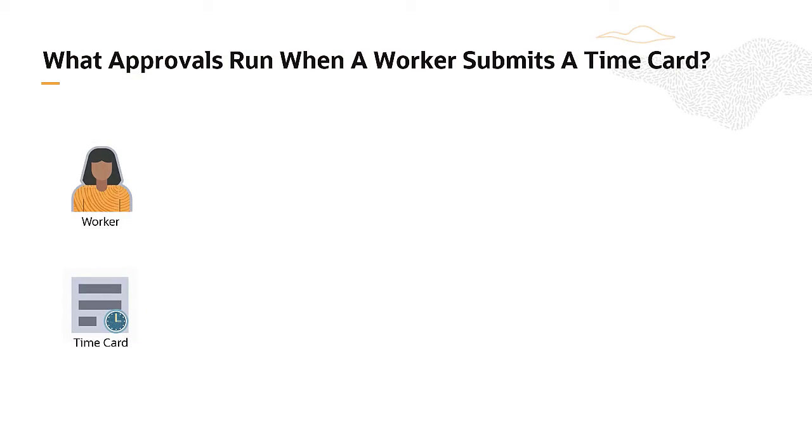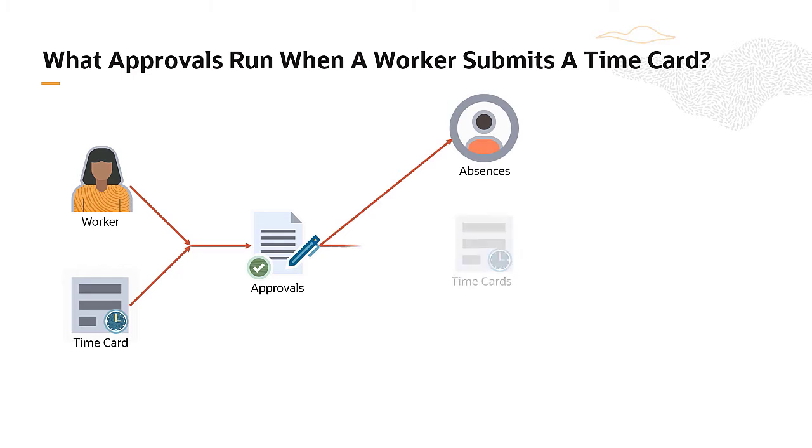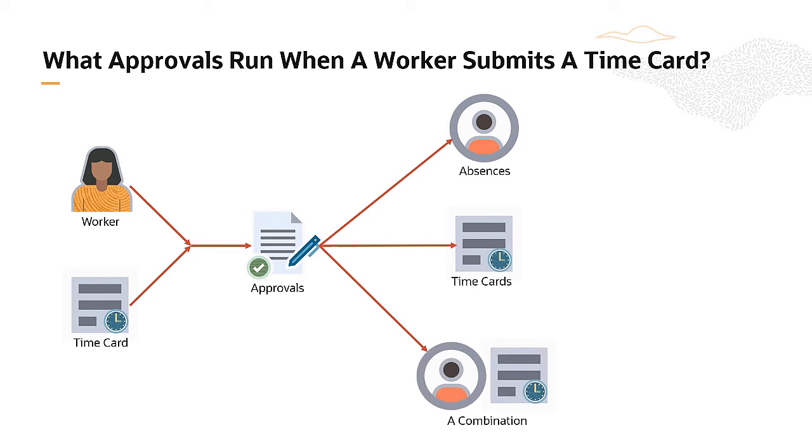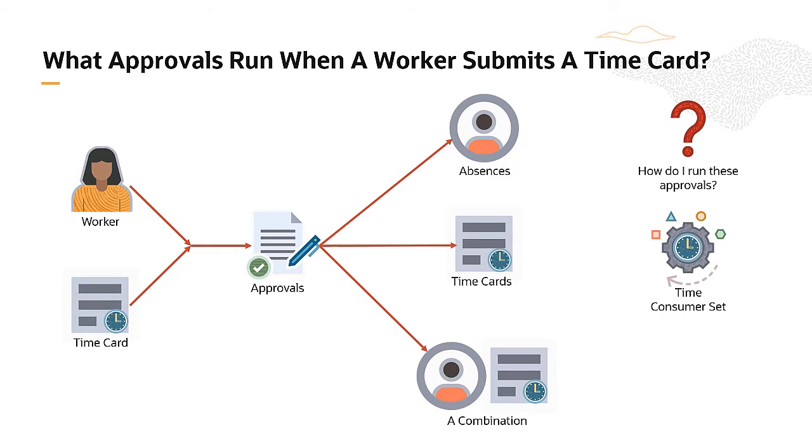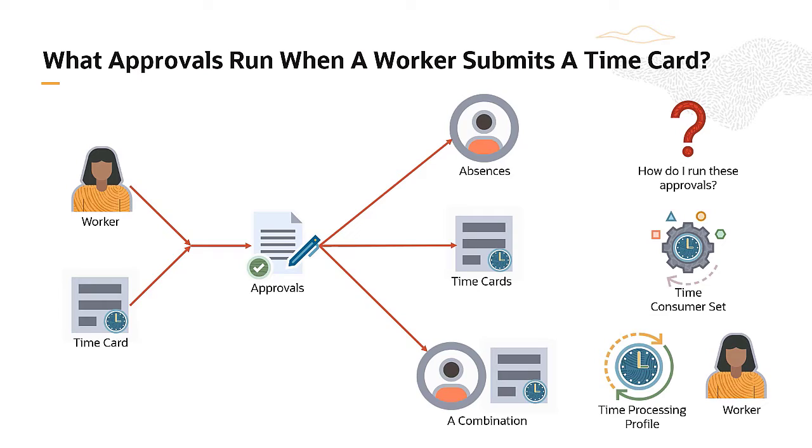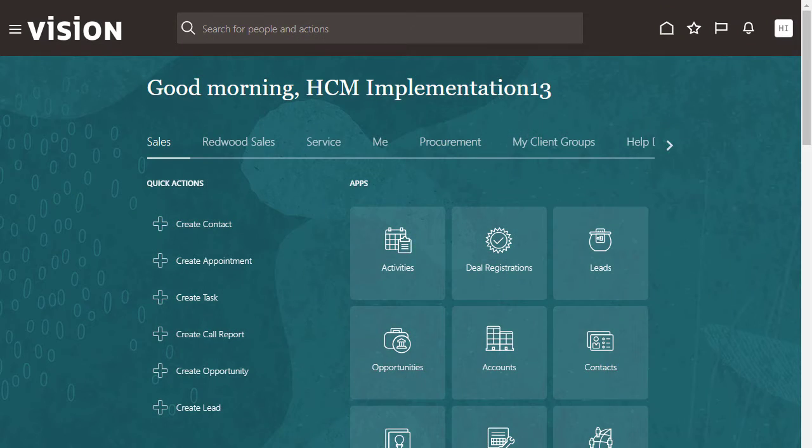When a worker submits a time card, it might need to be approved before the time data is transferred to payroll. The approval might be for any absence entries, the time card itself, or a combination. You configure the approval rules to use and the actions that start the approval workflow when you create time consumer sets and link them to workers using time processing profiles. Let's see how that works.